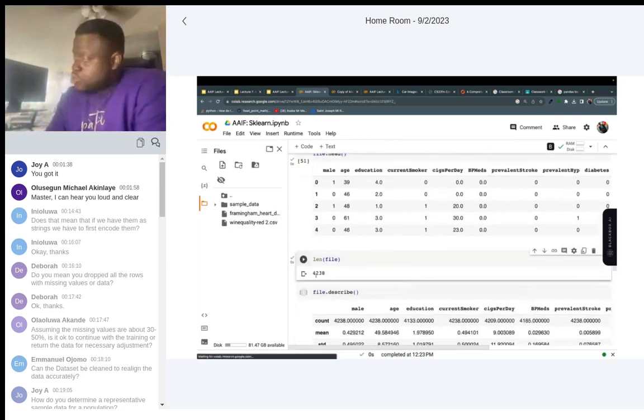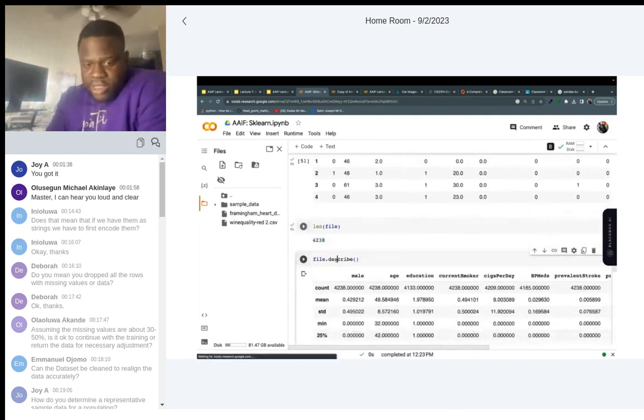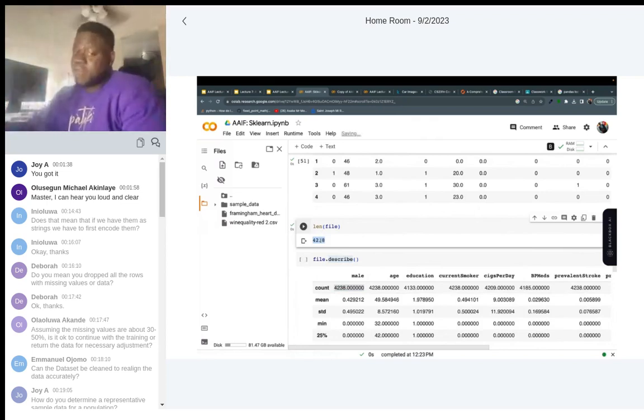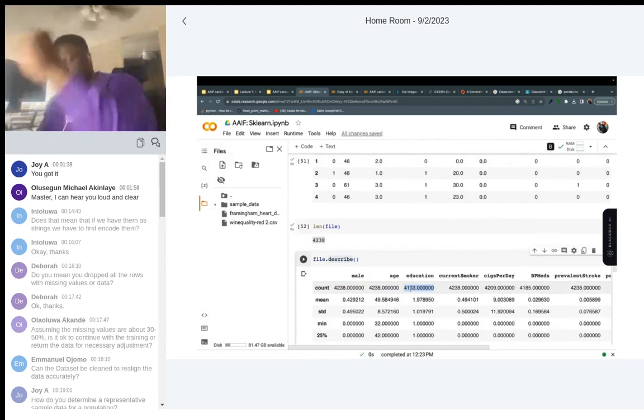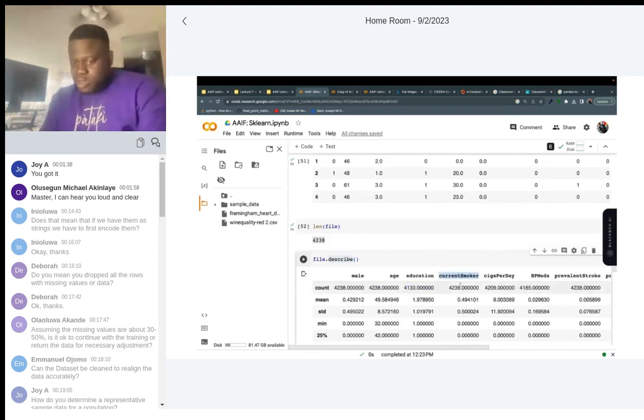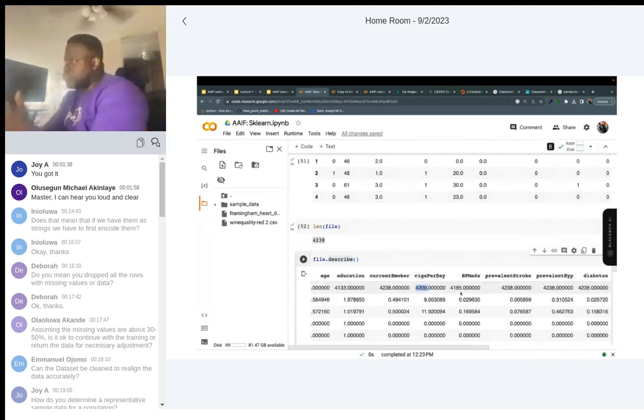So if you look, the length of the file is 4238. But when I go to describe, male is 4238, 4238. That means that male is perfect. Age is 4238, but education is 4133. So some aspect of education is missing. Smoker is 4238. Cigarettes per day is 4209, but 4238 is still there. You understand? So it's showing me columns or features where there is missing data.